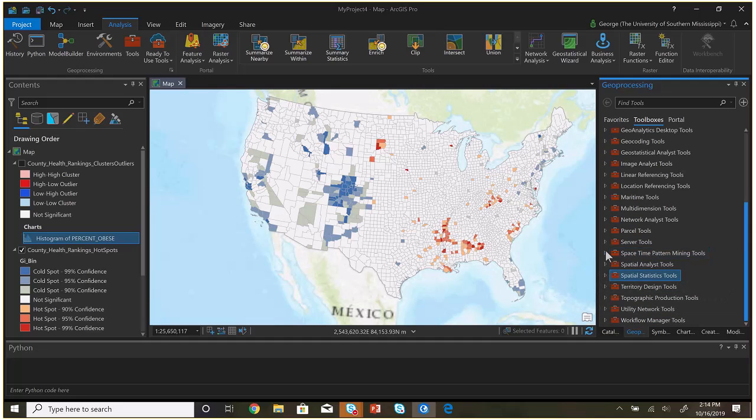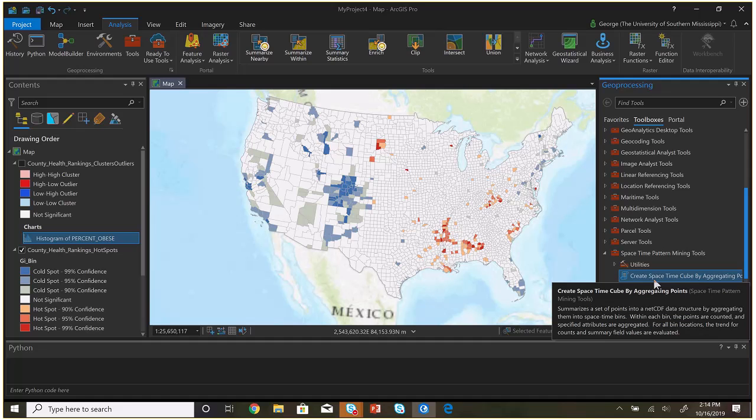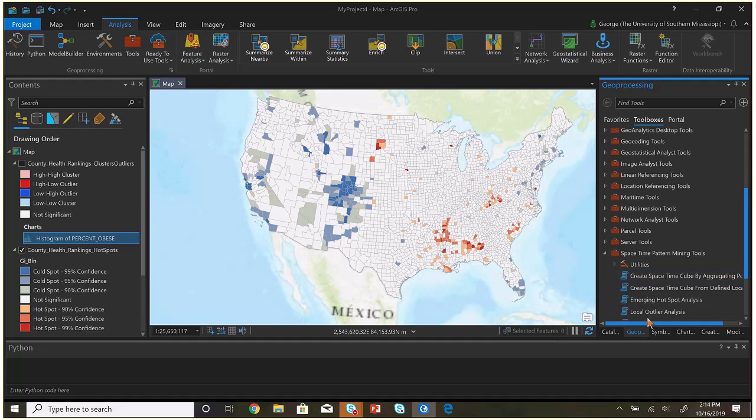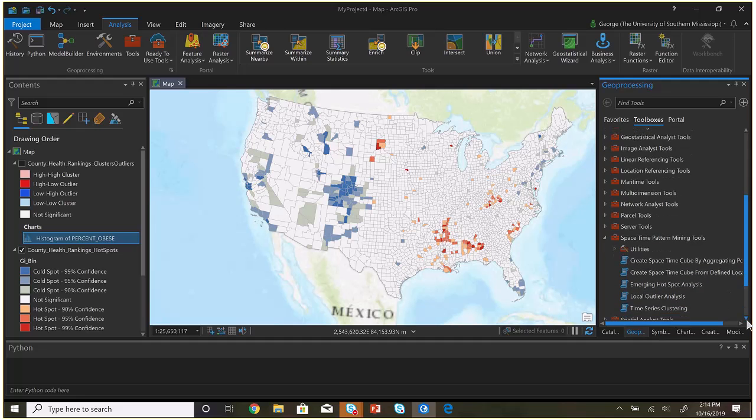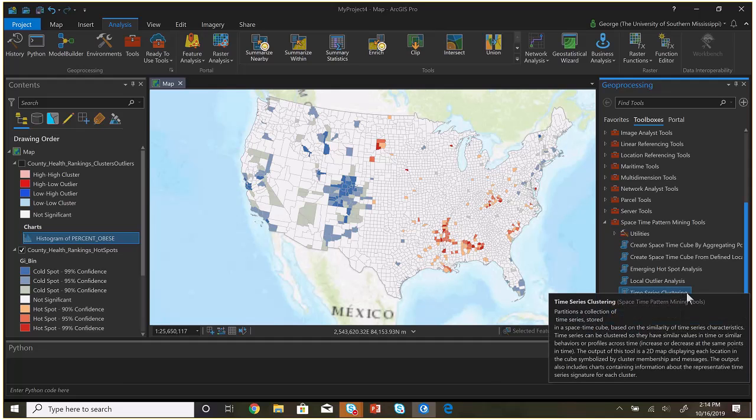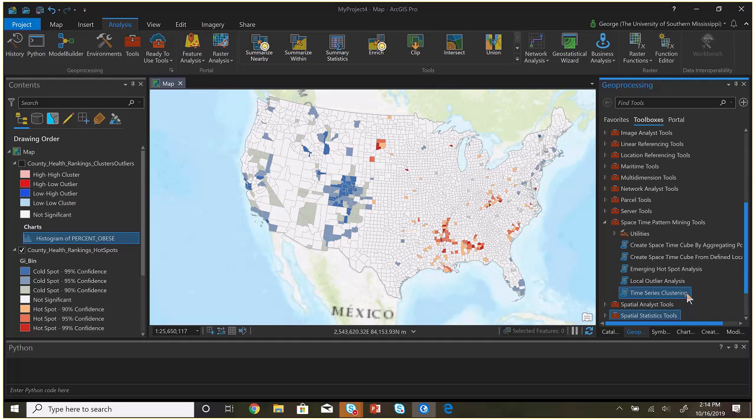it's called the Space-Time Pattern Mining Tools. And what this does is it creates that tool that we just, it does it for you. So you can do emerging hotspots or local outlier analysis or time series clustering. So you can look at things through both space and time. So we're not actually going to run this in the lab, but you could start experimenting with that. You could use the tornado data if you wanted to. So you could bring up the tornado data.